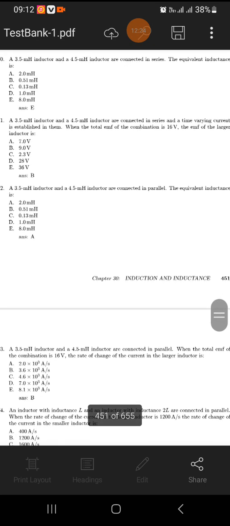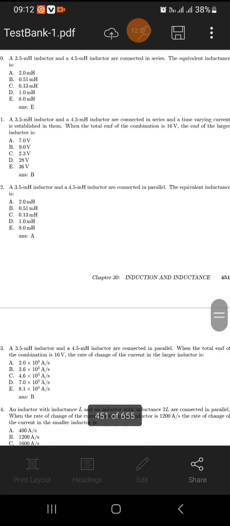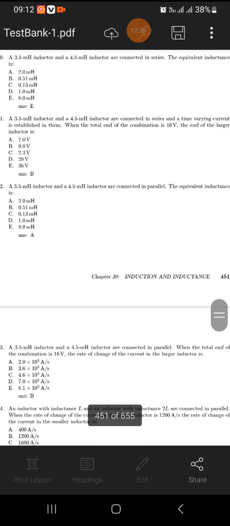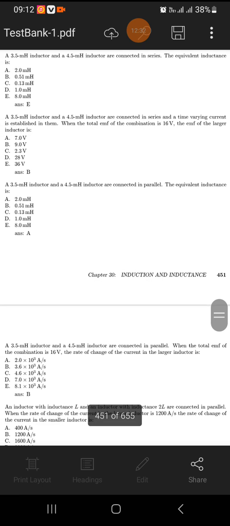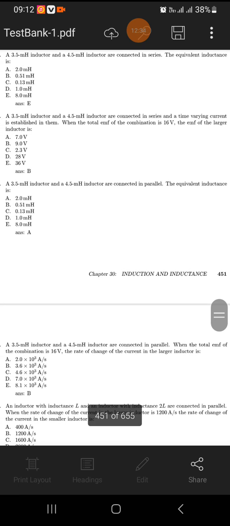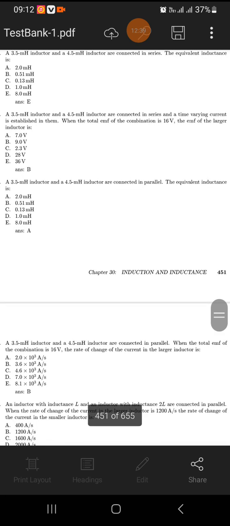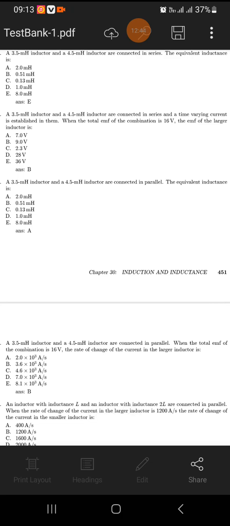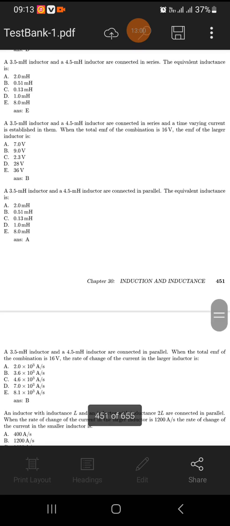And now a 3.5 millihenry inductor and a 4.5 millihenry inductor are connected in parallel. The equivalent inductance is what? It's A, which is 2.0 millihenry. So I need to know how to calculate inductors in parallel and inductors in series. So the answer is A. It's 2. I'm sure they did the parallel method.